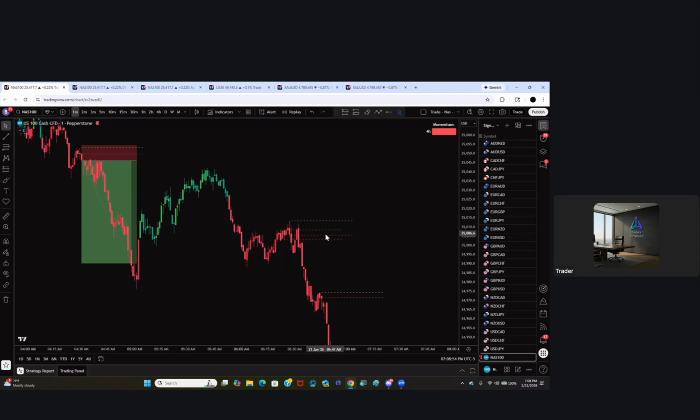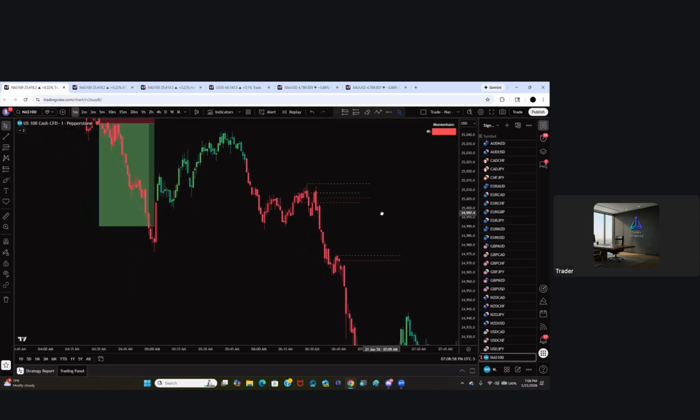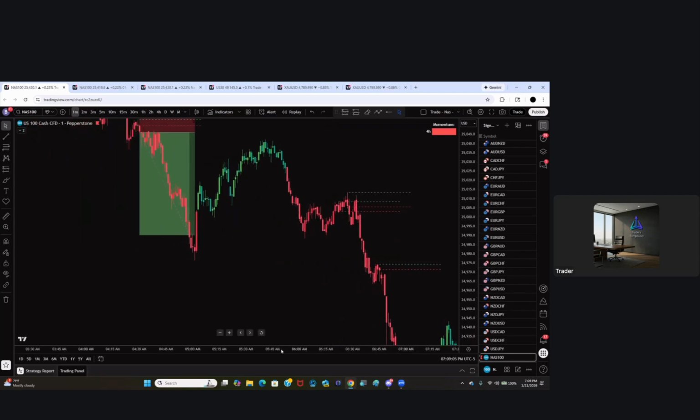Look at the placement of these manipulation lines. There were actually 2 different trades right there. This is the exact reason why I don't use a hard stop loss. So let's zoom in on that.